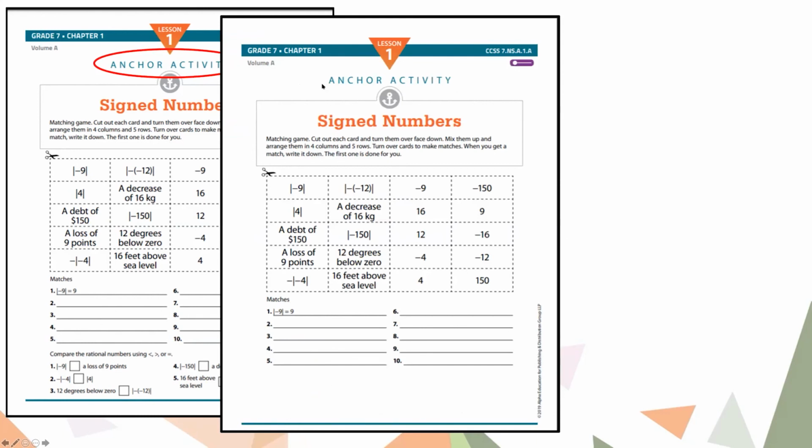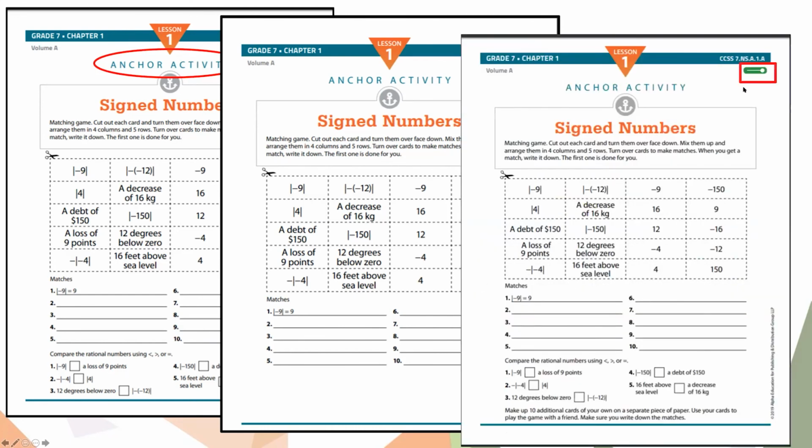So this anchor activity might be given to a student who has been struggling and needs a little simpler activity, something that might review some prior knowledge or help them in a more step-by-step fashion before the lesson begins. Next, we have the enrich activity when the ball is on the right. This is for students who can handle more of a challenge. So this matching game, where they cut out each card and turn them face over, is in 3 different degrees of difficulty, or let's say can serve 3 different purposes when it comes to intervention.